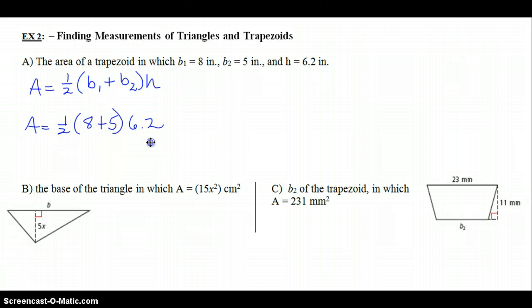Okay, go ahead and answer this by simplifying. Remember your order of operations. You have to add 8 and 5, then do your multiplication. So 8 plus 5 is 13. I'm going to go ahead and do half of the 6.2. Because that's an even decimal, I can do half of that and get 3.1. So 8 plus 5 is 13, and half of the 6.2 is 3.1. So I'm going to do 13 times 3.1. When you multiply those together, you get the area of this trapezoid is 40.3 square inches.